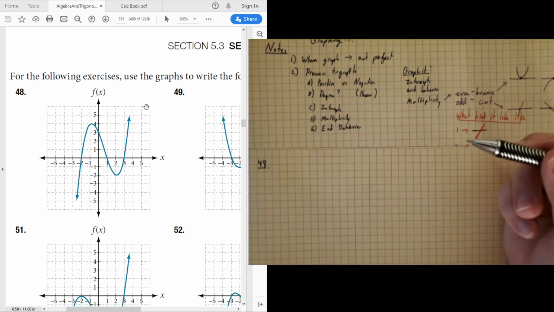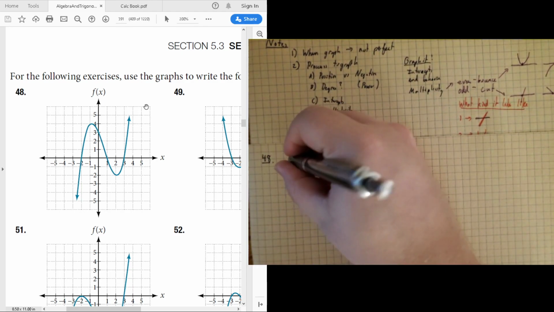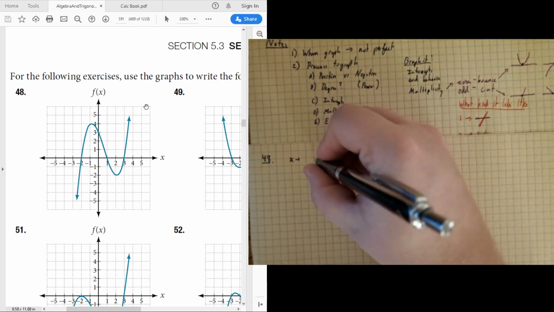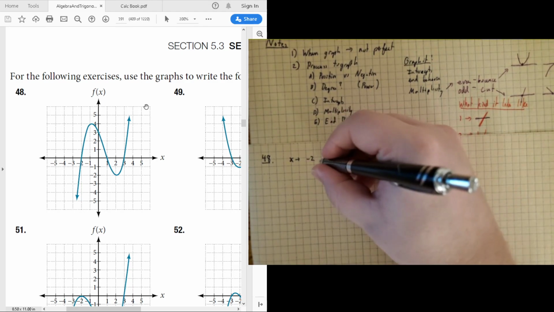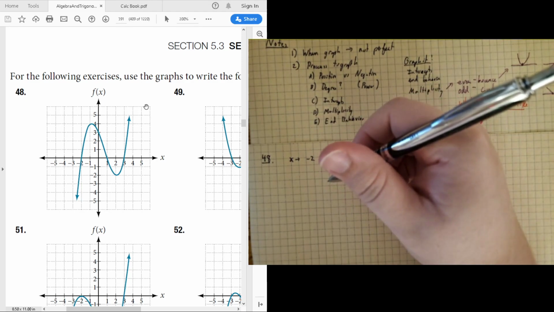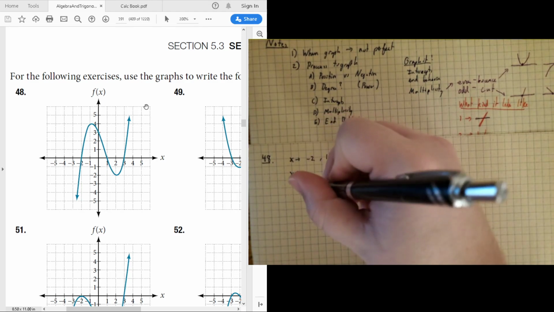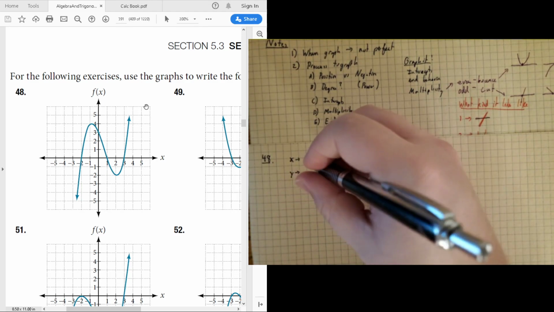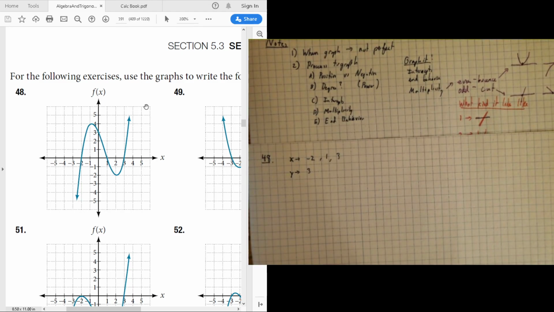Now the question then becomes, okay, well, what are those properties? Well, we have x-intercepts at -2, +1, and +3. We also have a y-intercept at 3. So let's start with the easy stuff.